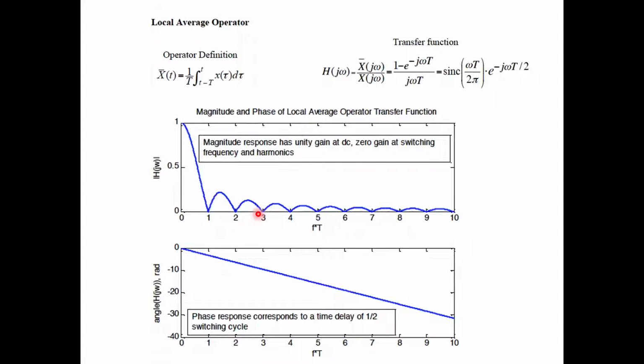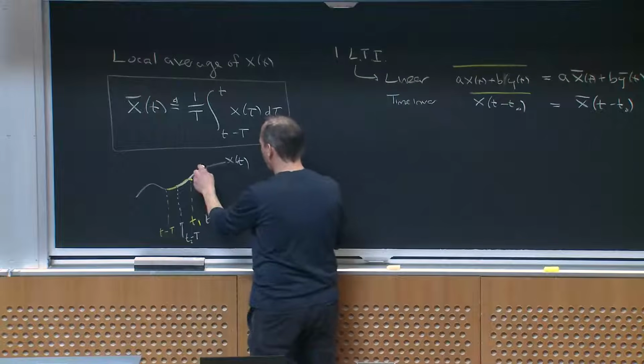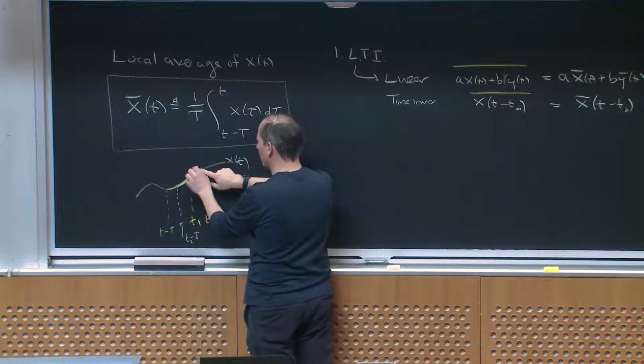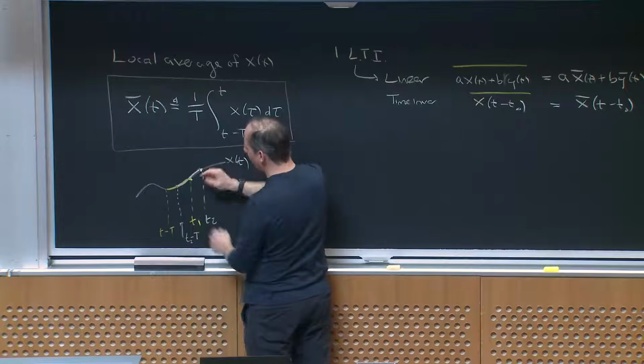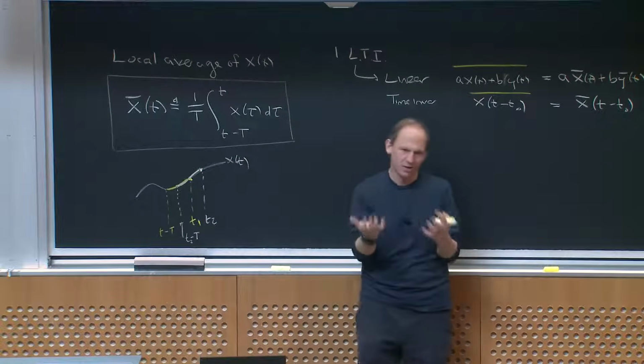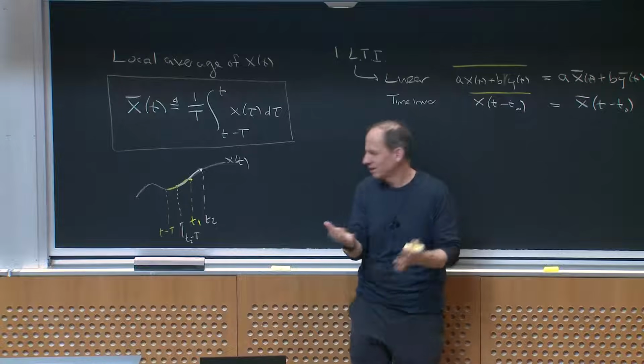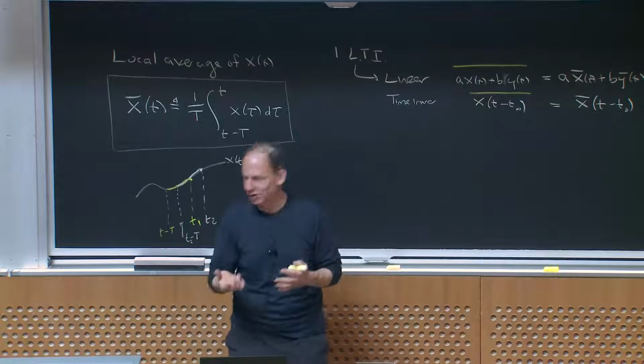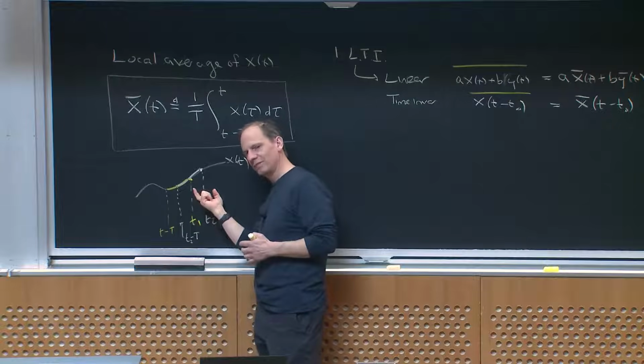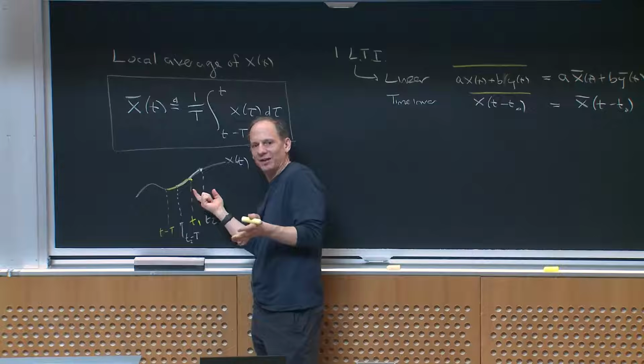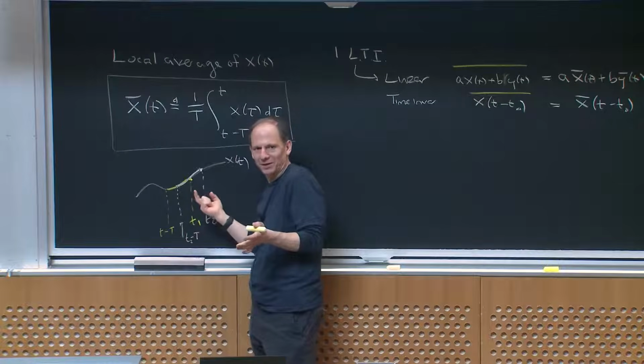You'll also notice that the phase of this thing is a linear phase response, basically a delay of half a cycle. Why? Because now I'm really asking what my signal was over the last capital T, so on average I'm looking back half a T in duration. If I didn't like that, I could make my local average between t minus T over 2 and t plus T over 2. And then I wouldn't have any delay in it, but I also wouldn't be causal, right?